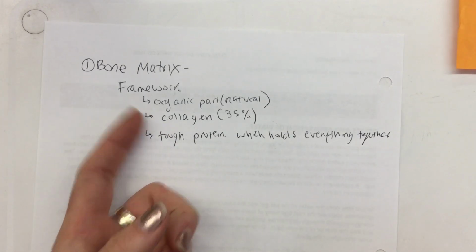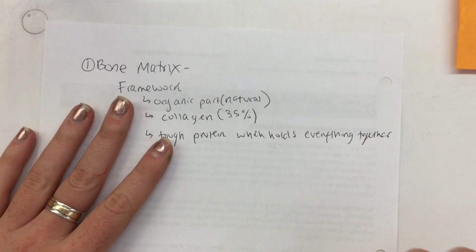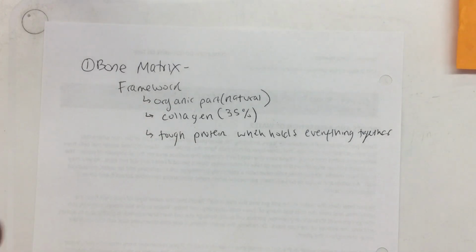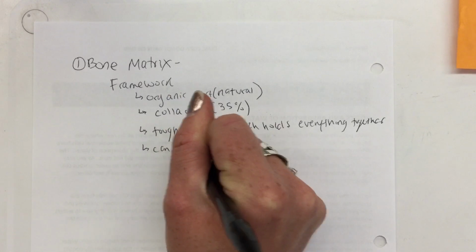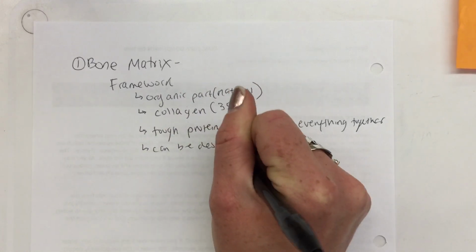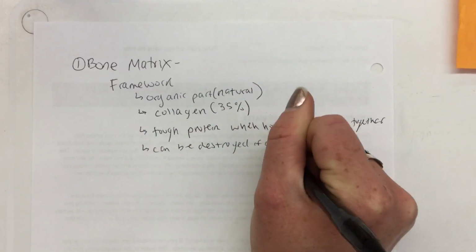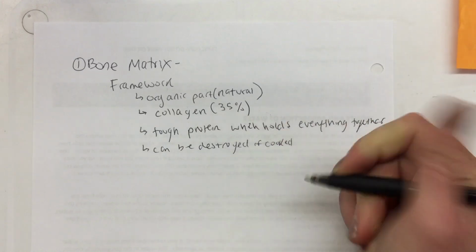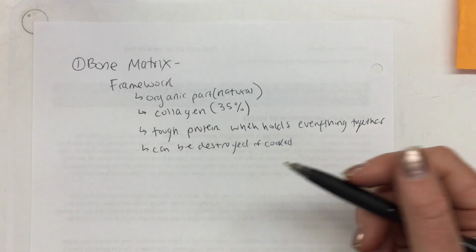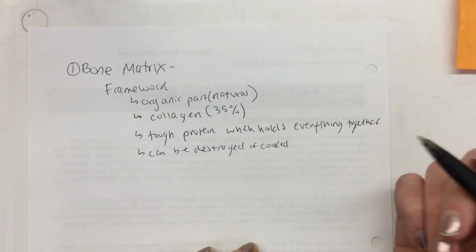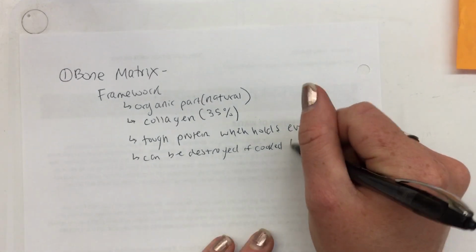You might have heard that word in biology, meaning it becomes deformed. And so this part can be destroyed if cooked. It's sturdy and only works at the correct body temperature, but if the temperature changes, if it's really, really hot, like if you fry chicken, it will denature.